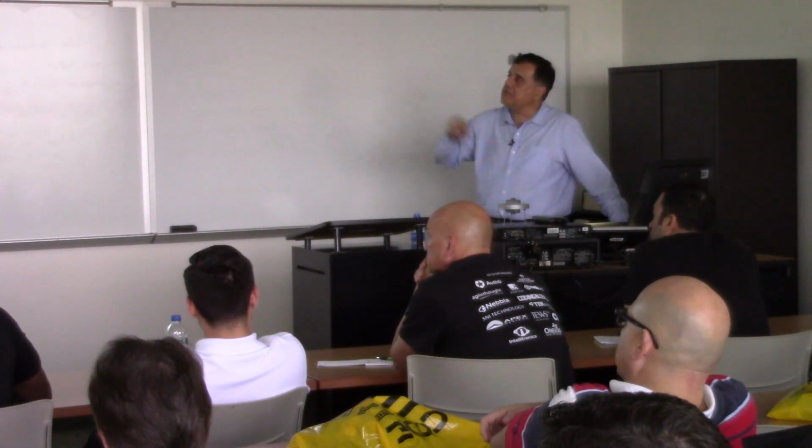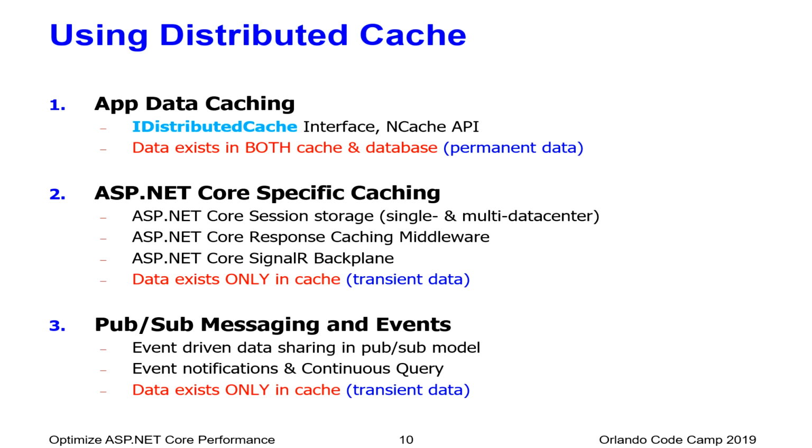Now, the specific thing about ASP.NET Core specific caching is that the data exists only in the cache. This is where I was saying, don't put it in the database. There's no need. This is temporary data. You only need it for 20 minutes, 30 minutes, an hour, 2 hours, whatever. After that, the data needs to go away. So if it's temporary, then it should only exist in the cache.